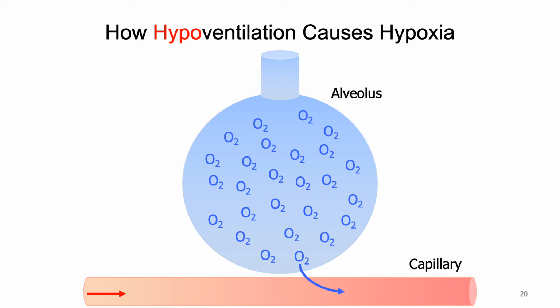Starting immediately, oxygen is going to diffuse from the alveolus into the capillary. Now let's imagine that this person is holding their breath. They are not ventilating this alveolus, and over time, more oxygen molecules are being absorbed into the capillary. As this process continues, the number of oxygen molecules inside the alveolus is going to go down. Therefore, the partial pressure of oxygen in this alveolus is also going to go down.